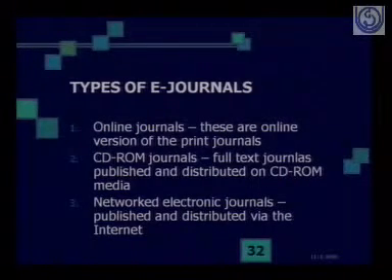There are three types of e-journals. We have the online journals. These are online versions of the print journals. Then there are CD-ROM journals. These are full text journals published and distributed on CD-ROM media. There are the networked electronic journals which are published and distributed via the internet.